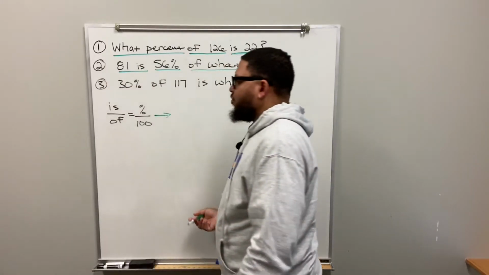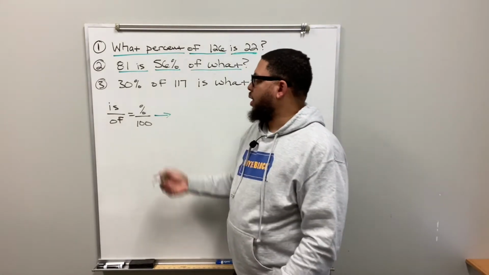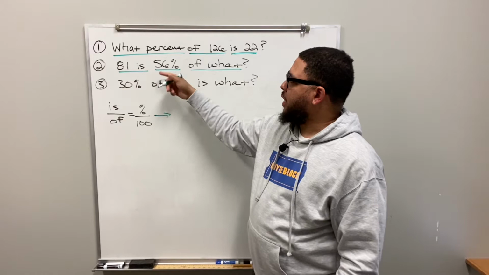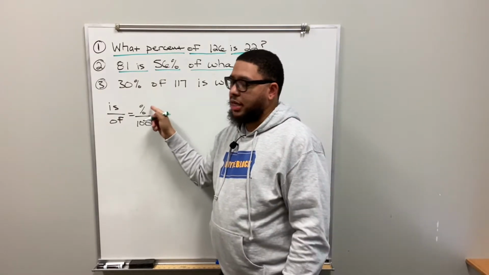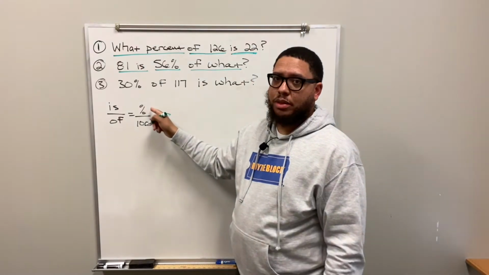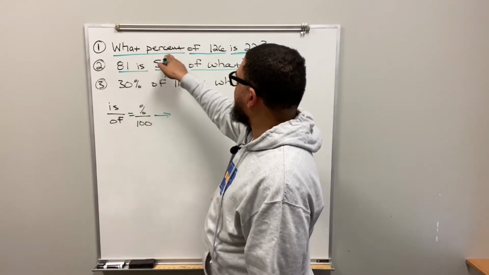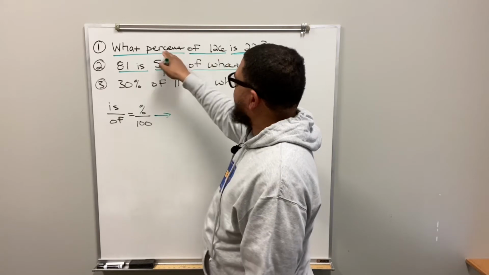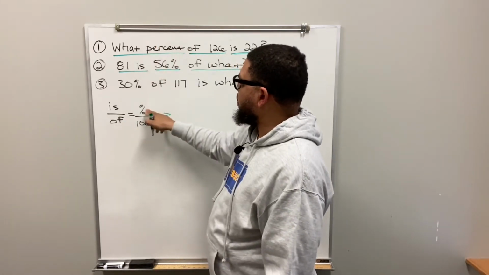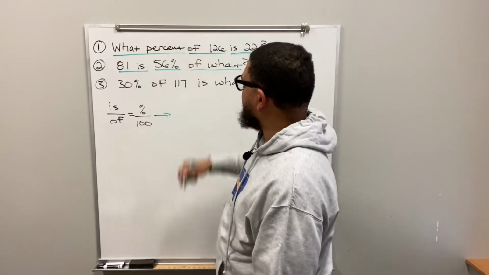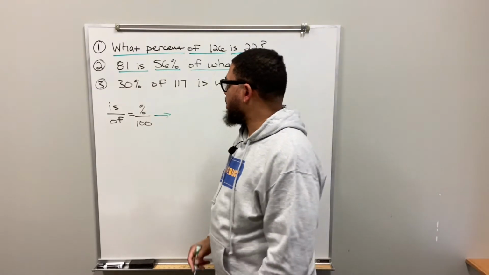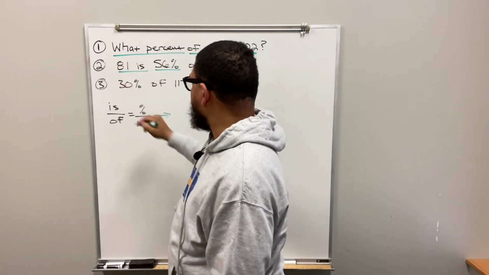Now, you might be a little confused and wondering, how do I know that 81 is the is number and not 56%? Well, 56% is not going to be the is number, because the percent is always the percent number. The actual percent is always the percent number. Just like right here, this said what percent of 126. The percent wasn't going to be the of number. The percent is the percent. Of goes with 126. Just like here, 81 goes with is. So 81 is is. So I replaced the word is with the number 81.